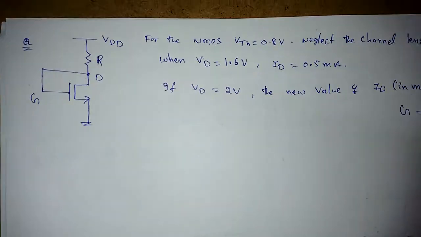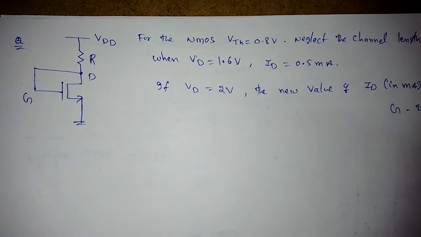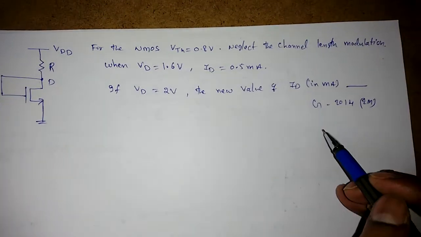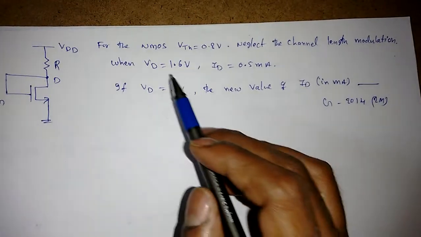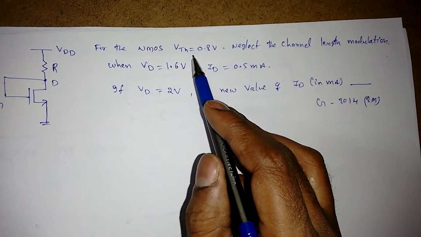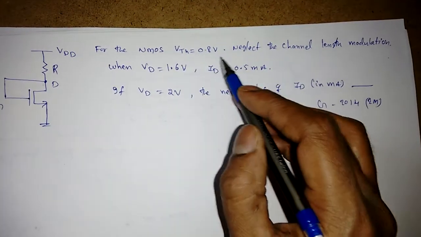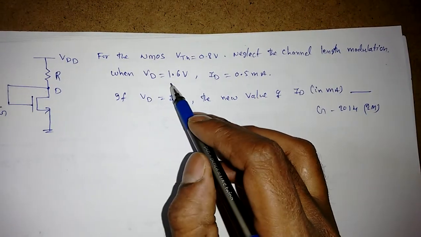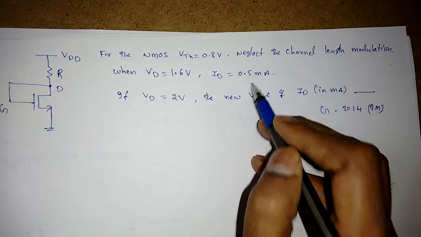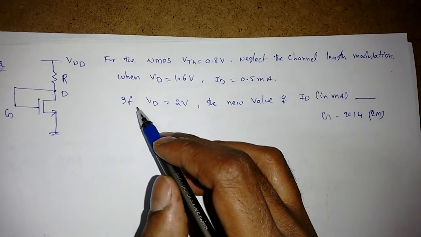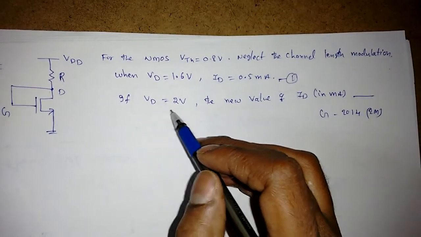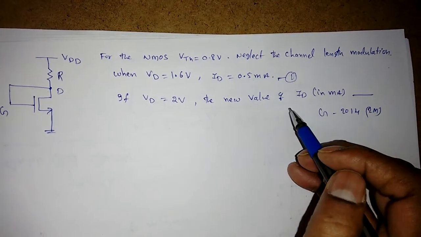So in this lecture we are going to do a few more problems on MOSFET in the GATE. This question came in GATE 2014 for 2 marks. For the NMOS, VTH or threshold voltage is given as 0.8 volt. Neglect the channel length modulation. When VD is equal to 1.6 volt, ID is equal to 0.5 milliampere. So he has given one condition, and if VD is equal to 2 volts, the new value of ID in milliampere?